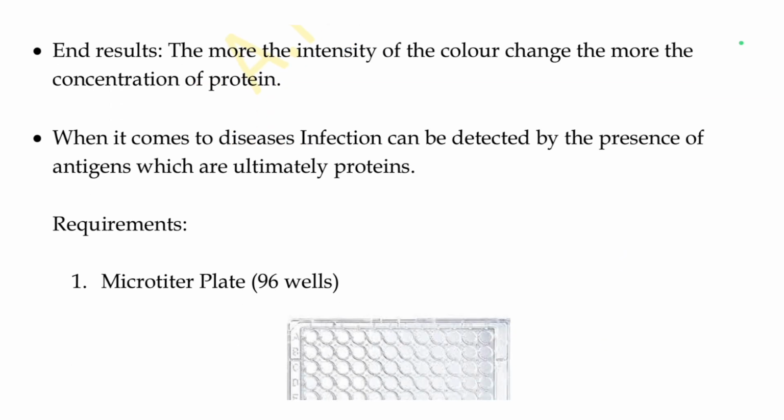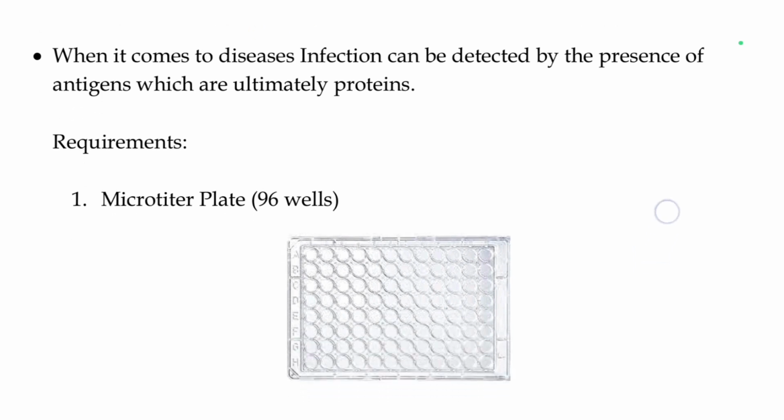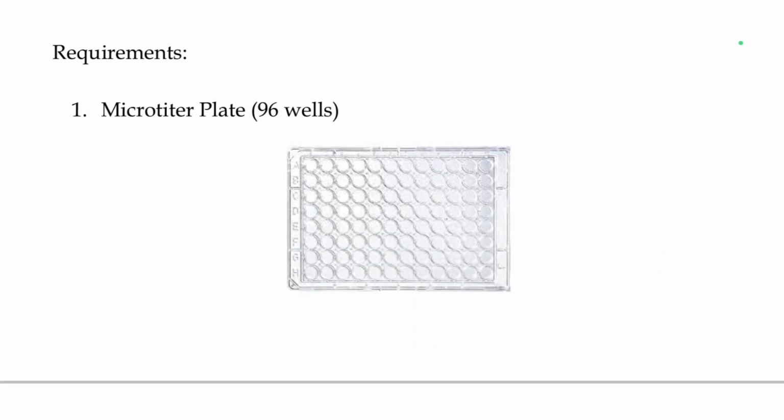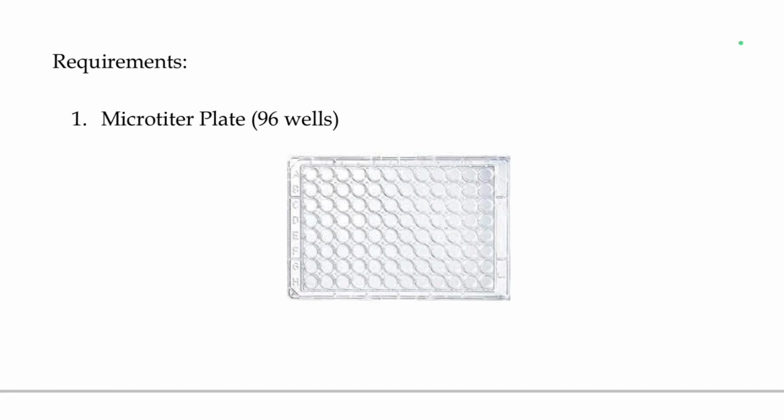Next, requirements. What do we require to perform the ELISA test? First, a microtiter plate. We need a microtiter plate consisting of multiple wells, and each well should be coated with polystyrene because polystyrene facilitates the adsorption of the compound to the well.